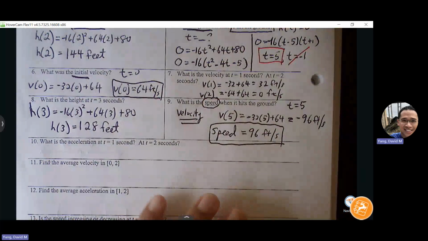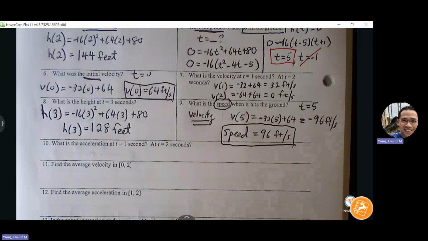Any questions so far? So it's always the absolute value. Always the absolute value. So if you see a negative velocity, you can just turn it positive if it's asking for the speed of that object.